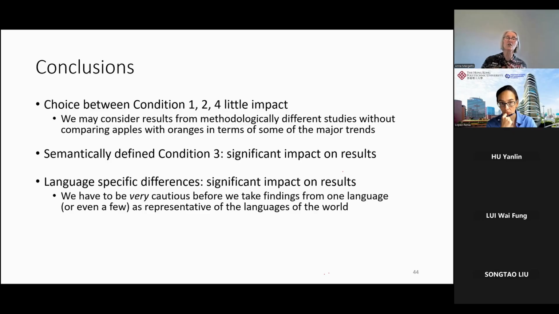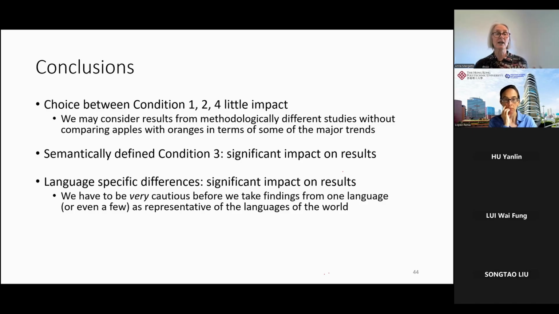So in conclusion, we could say the choice between condition 1, 2, and 4 is of relatively little impact in terms of the semantic profile of what we get in our data sample. So we can consider results from methodologically different studies using these different conditions without comparing apples with oranges. So we can draw on studies that use these different definitions and compare major trends. That seems to be unproblematic. Studies that use condition 3, so semantically defined inclusion of gesture, had a very different set of results. So we have to be quite careful there.